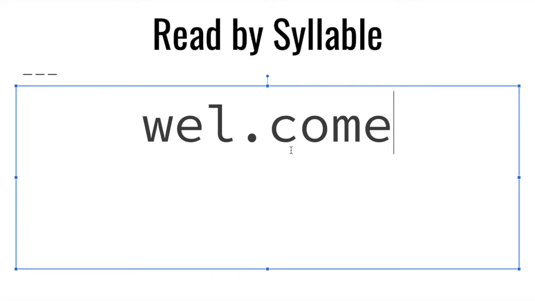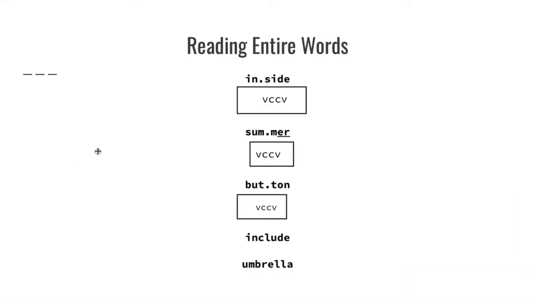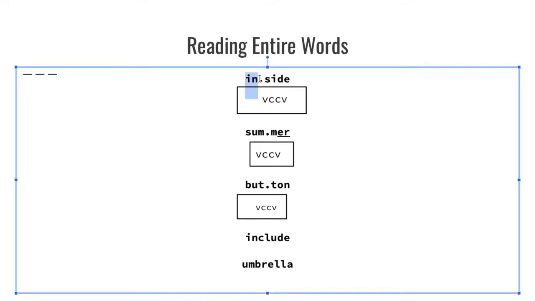All right. Now, we are going to read whole words together using the rules we know. Miss Vanessa has gone ahead and put our VCCV rule down here so we know where to separate the words when we're trying to read them. For this word here, I see two syllables. Ready? This is the first syllable. In. Second syllable. Side. Put it together. What's the whole word? Inside. Good. Next word.